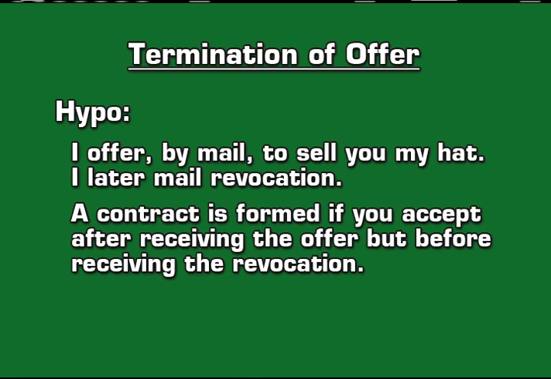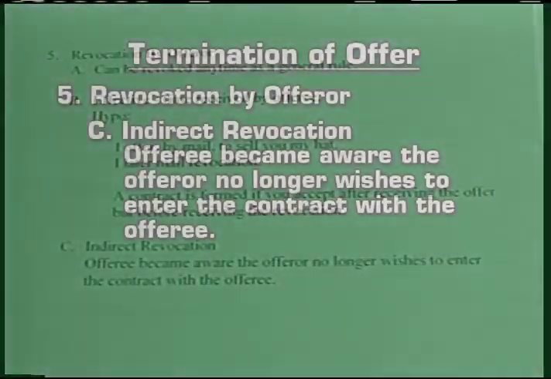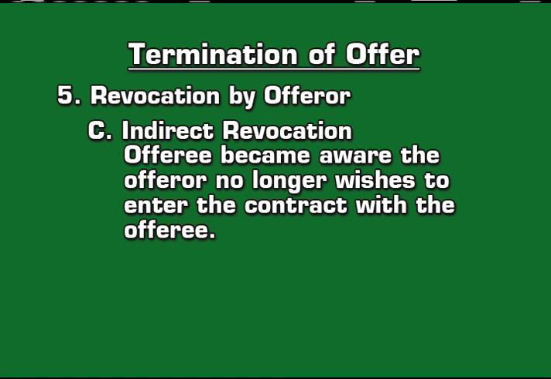So if I send you an offer to buy my hat, you receive that, you say I accept, and then you receive my revocation. Too late. You have already accepted. You have a valid contract. We also can have something called an indirect revocation. If the offeree becomes aware that the offeror no longer wishes to enter the contract with the offeree, it has been revoked in an indirect fashion. We call that an indirect revocation. So that's something to pay attention to.